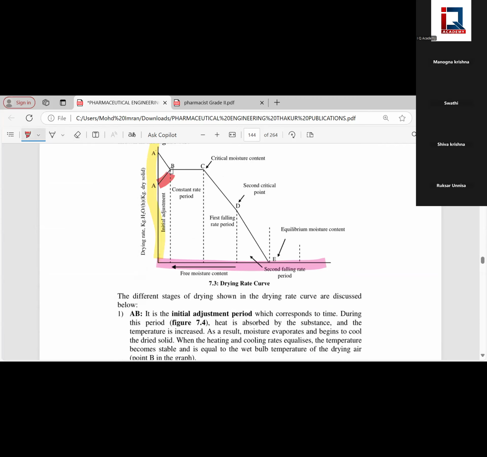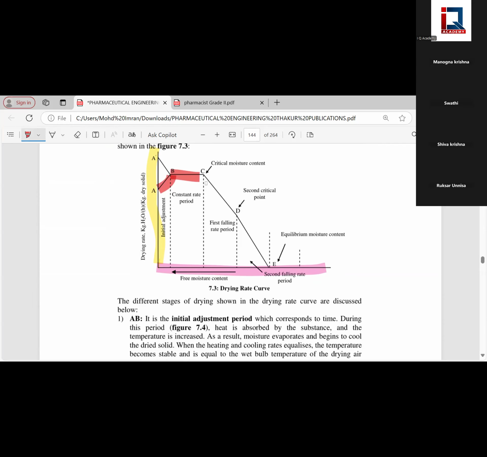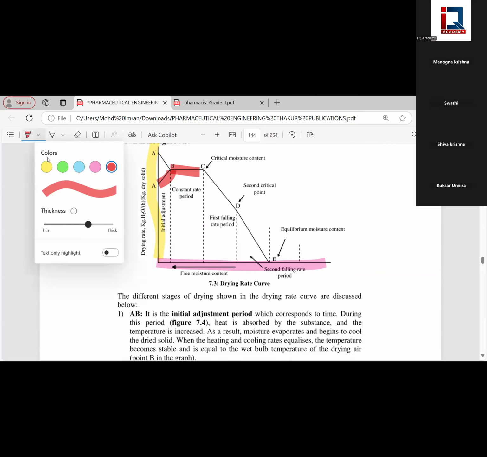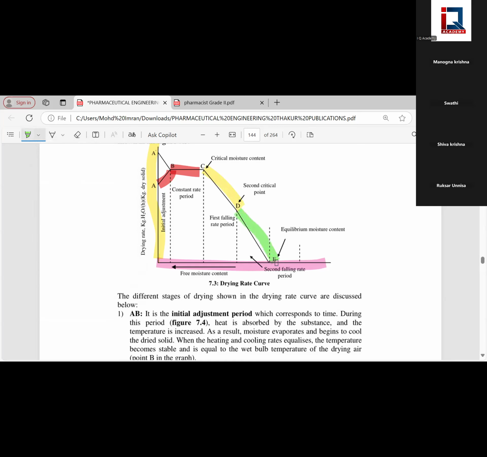See, from A to B, it's an initial adjustment. B to C, it is the constant rate period. And C is the critical point here. From C to D, you are getting the first falling rate period. And then from D to E, you're getting equilibrium moisture content. So these are the parts of the drying rate curve.